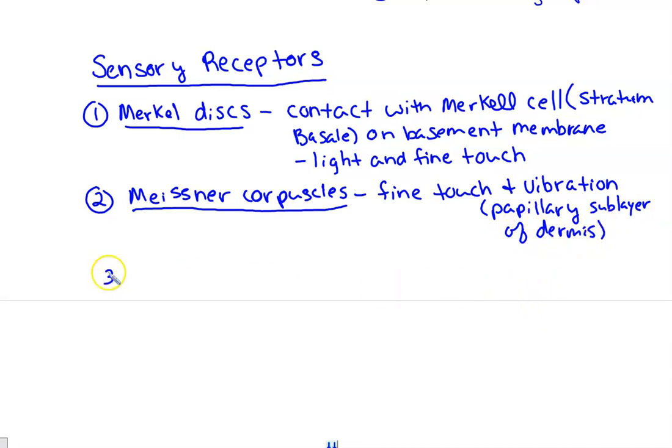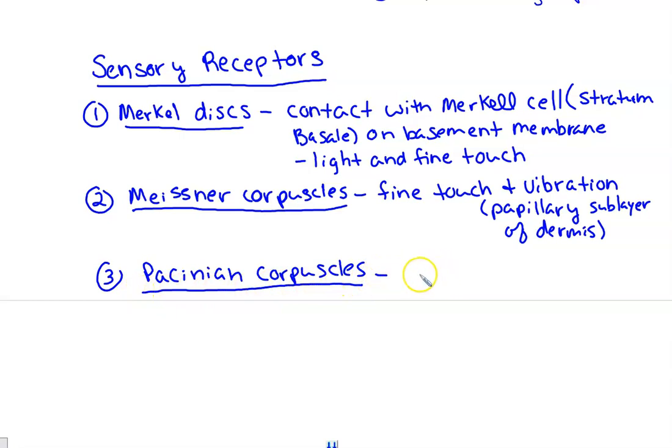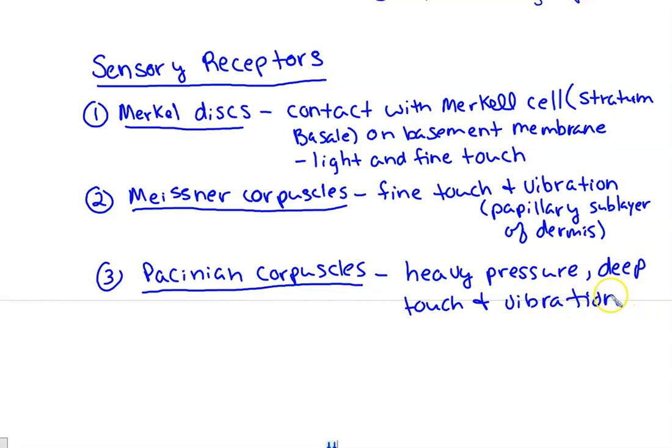Okay, and then as we move on, we get the Pacinian corpuscle. And they're located deeper in the reticular layer, so they are actually going to feel more heavy pressure based on their location, and deep touch and vibration. Still some vibrations going on, but it'd have to be deeper vibrations for it to feel that. And so those are in the reticular layer, sublayer, I guess, of the dermis.